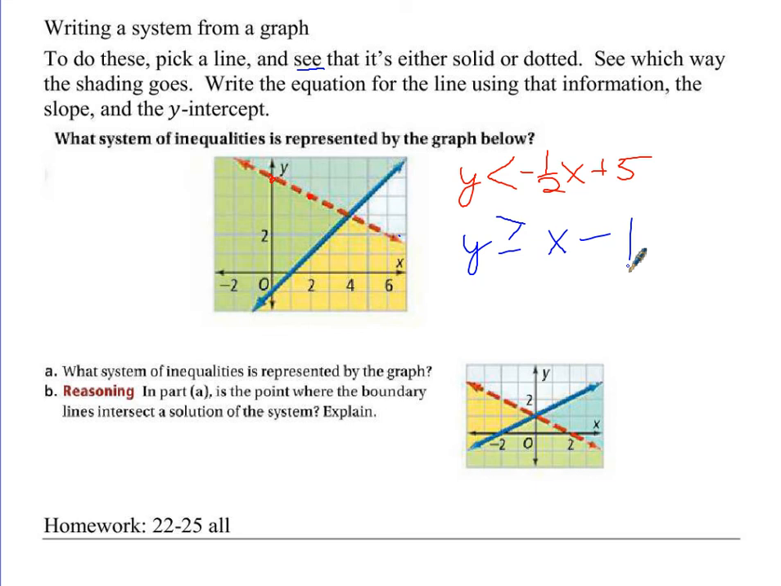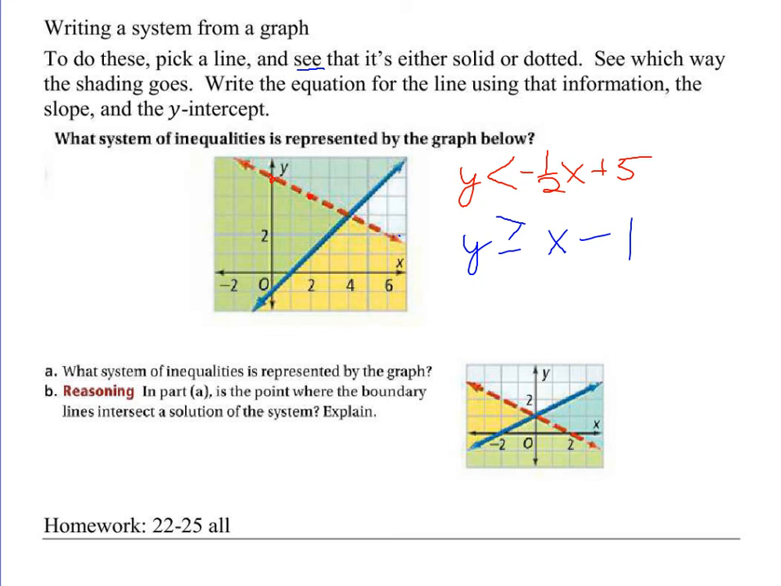I could easily give you a test question or a quiz question that looks like this, and then it's multiple choice, or not, and you have to come up with the answer. Okay? It's a good problem to know how to do. So we have another one that's just like it down here. What system of inequalities is represented by the graph? Go ahead and give that one a shot. Start with one, just pick one, write it down, pick the other, figure it out. Which one do you want to do first?